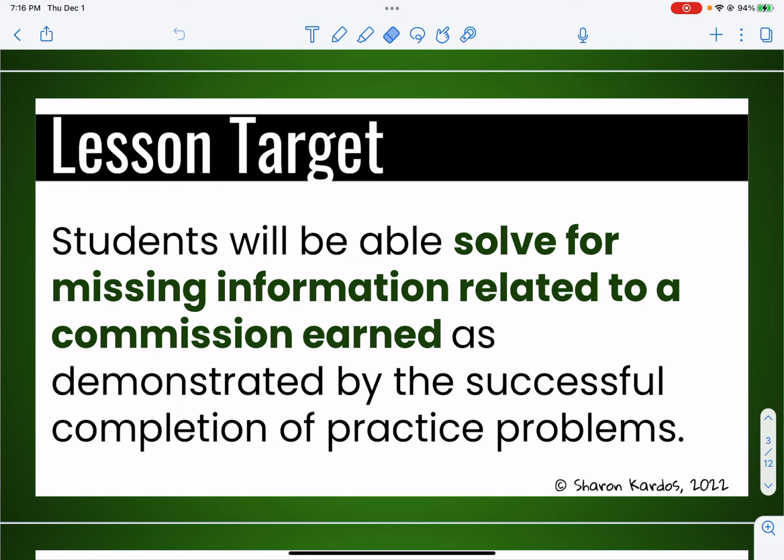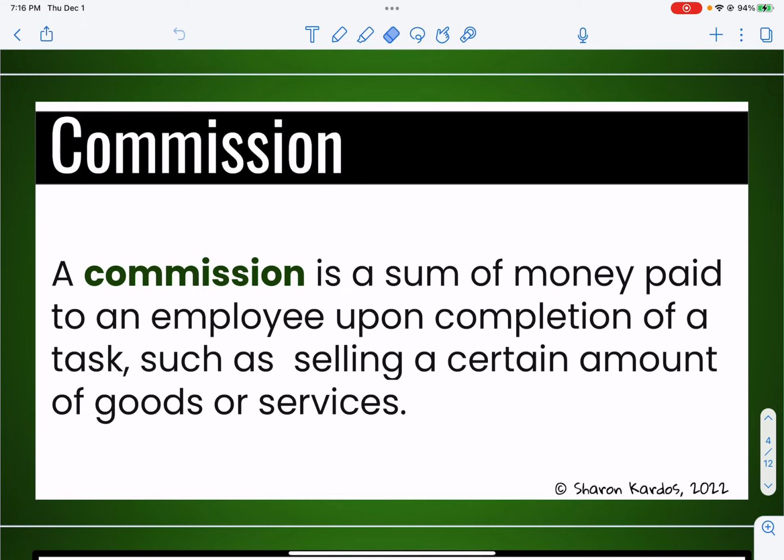So the first thing we have to know when we're working on commission problems is, what is a commission? Well, a commission is a sum of money paid to an employee upon completion of a task, such as selling a certain amount of goods or services. So typical people who work on commission would be real estate agents. When they sell a house, they earn a commission on that house. They get to take a percentage of the sale.